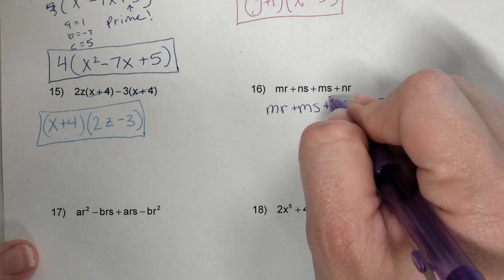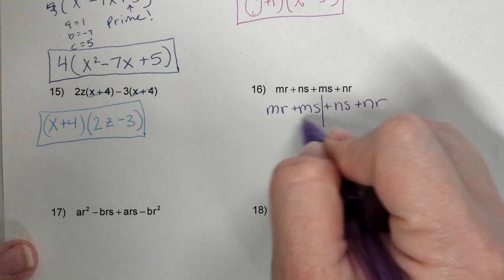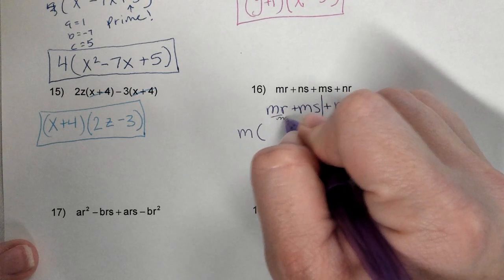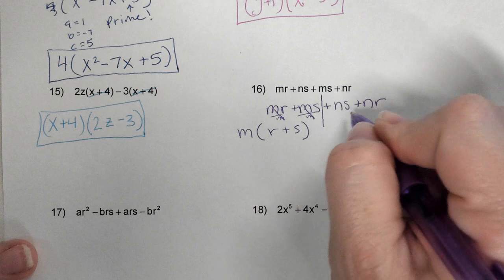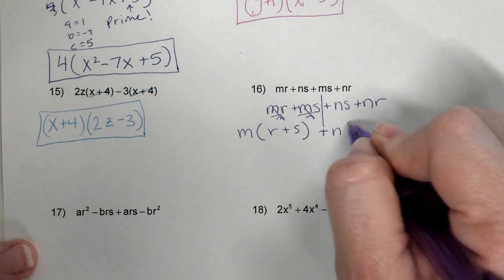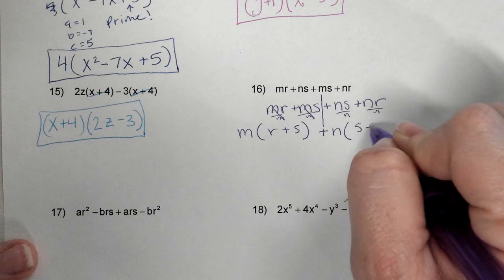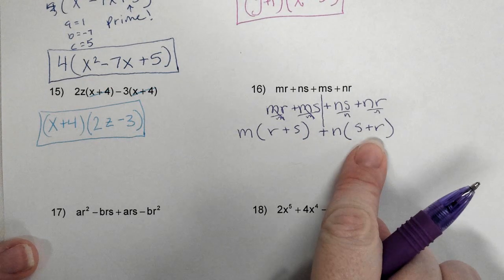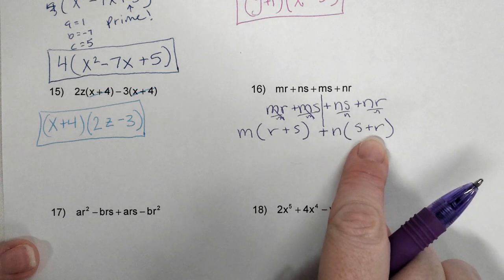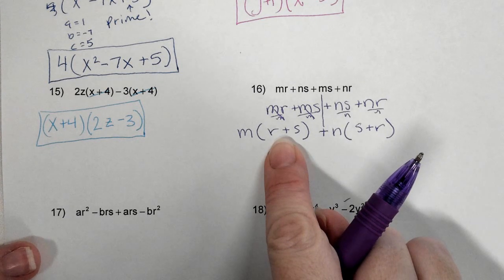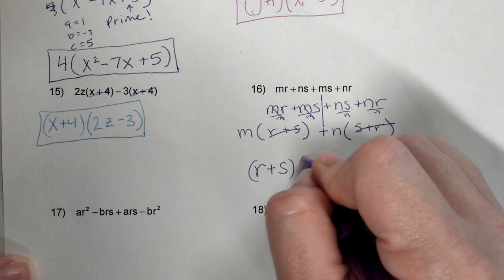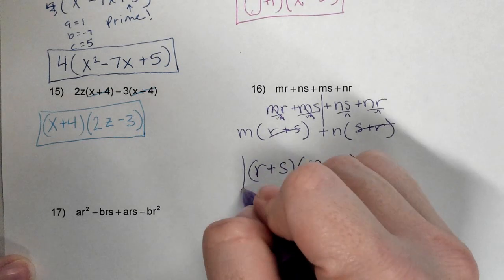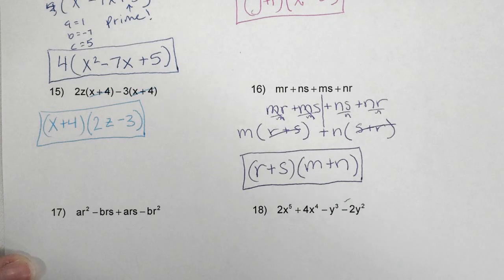So when I do my grouping, these have an m in common, and when I take that out, I'm left with r plus s. Now here, positive in front, so take out a positive. They have an n in common, and when I take that out, now this has an s plus r. However, r plus s and s plus r are the same thing, because order doesn't matter when you're adding 2 plus 3 and 3 plus 2. Okay, it's the same thing. So I'm going to take out r plus s. And when I take that out, I'm left with m plus n. So you can reorganize to help you out.